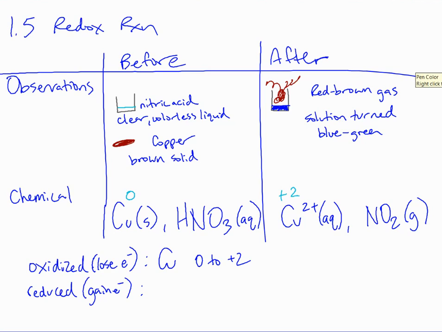So first off, we have hydrogen, nitrogen, oxygen as choices here. Over here we have nitrogen and oxygen. Oxygen pretty much always has the same charge or oxidation state, which is -2. Same thing over here, -2. Hydrogen's +1.